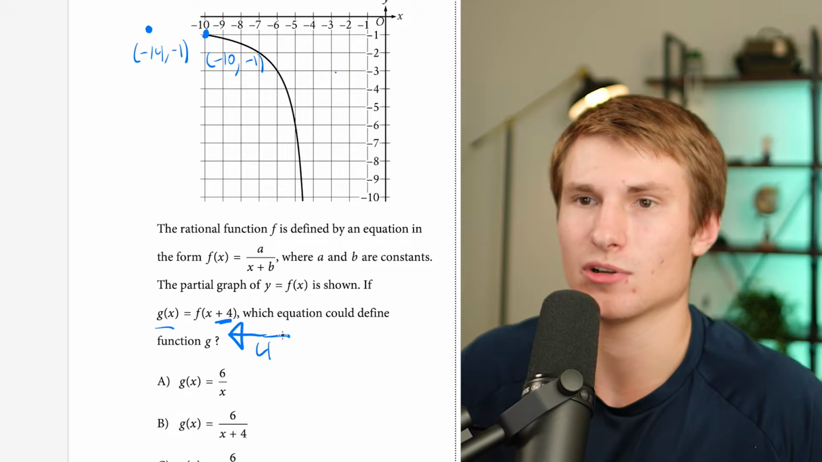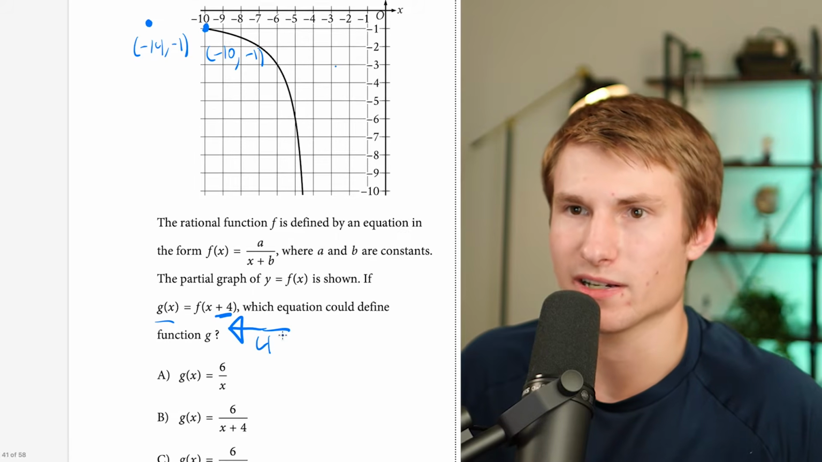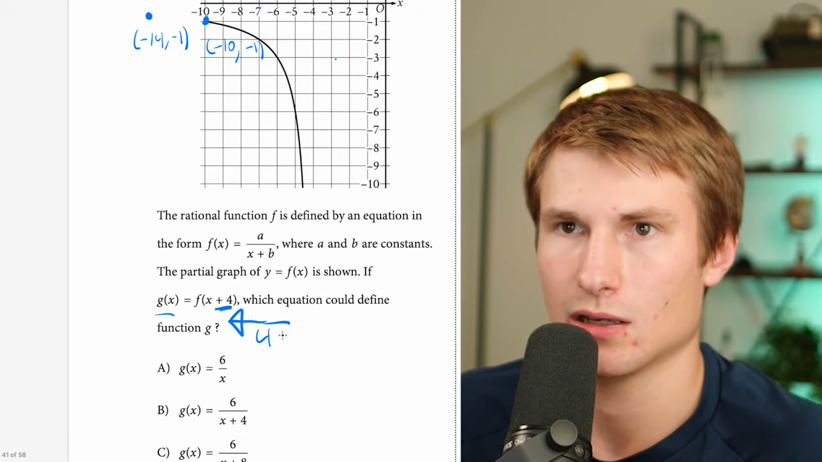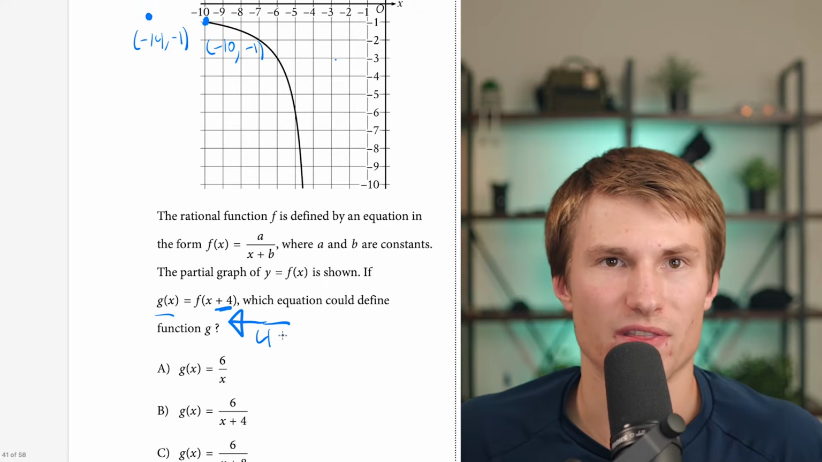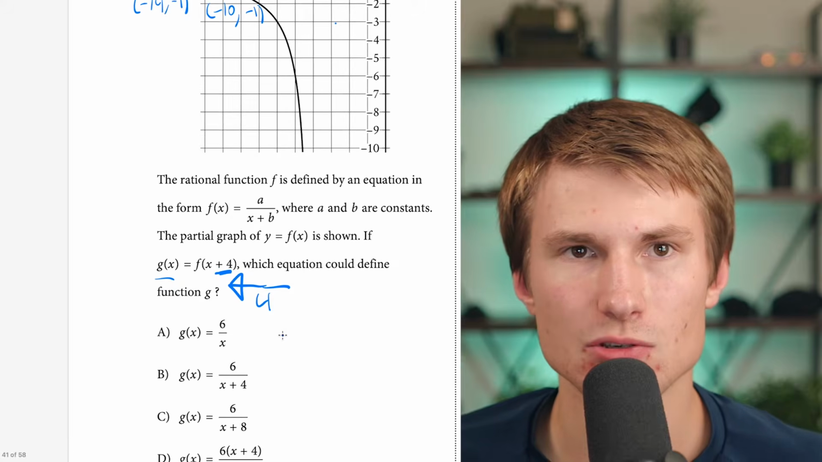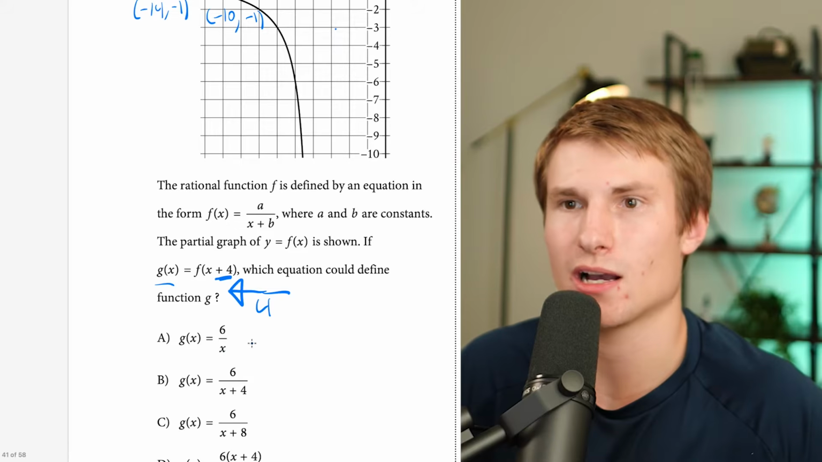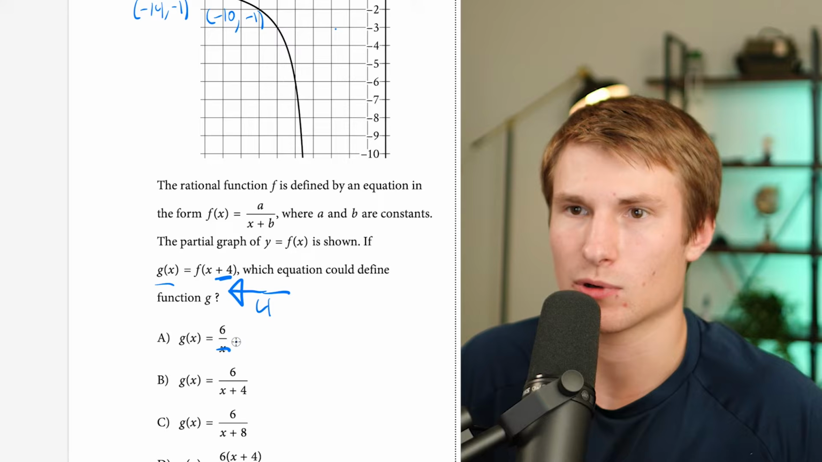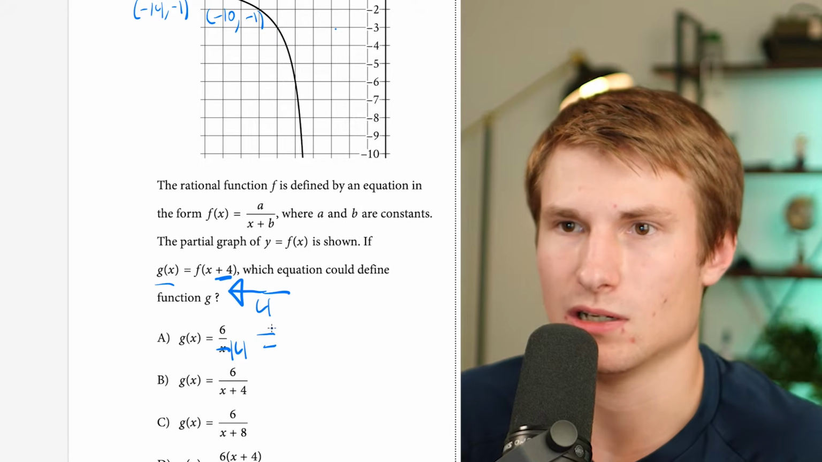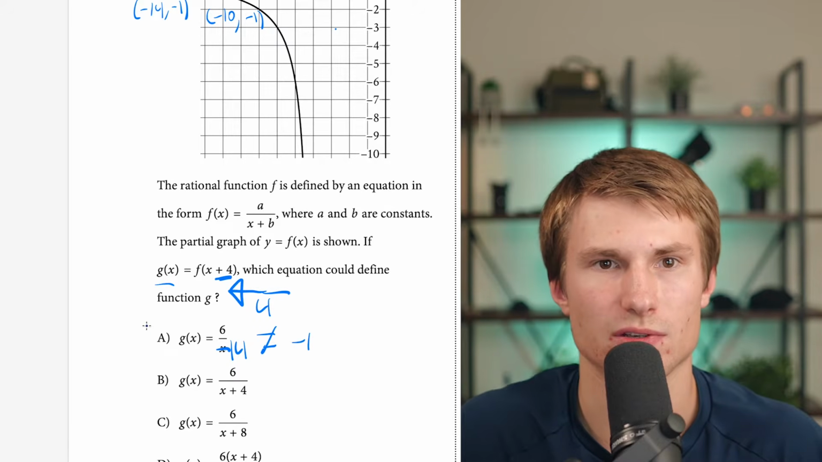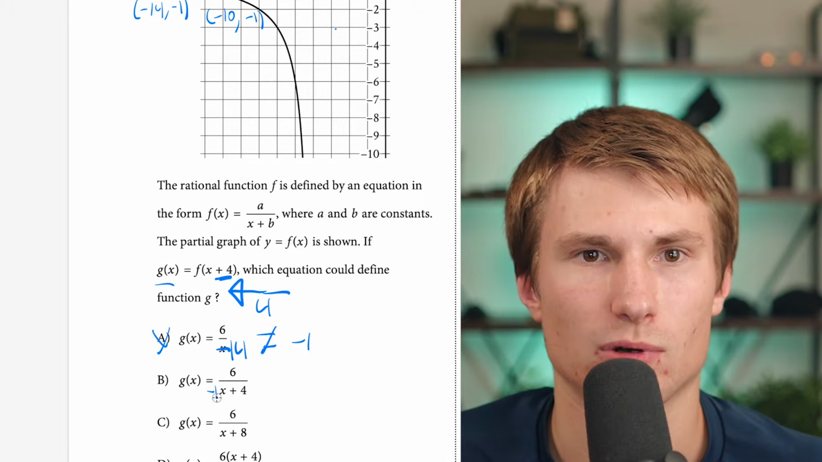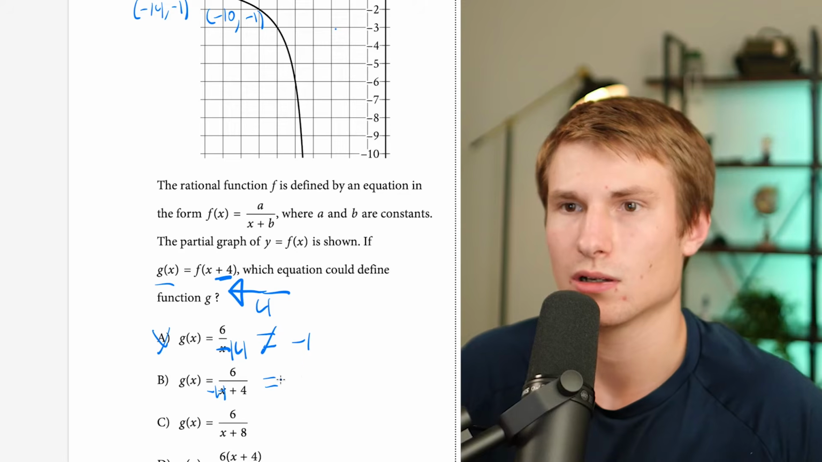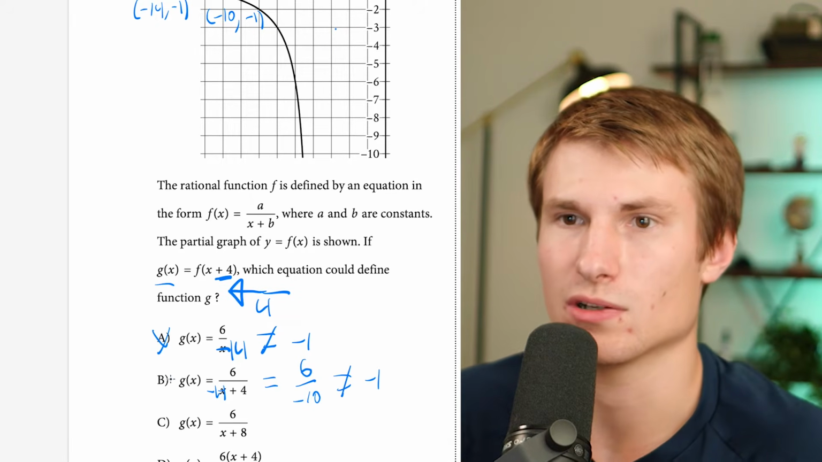From here, I'm really just going to check A through D and find where exactly -14, -1 works, because that's a point that I know has to exist. So let's check option A. x would be -14. Well, 6 over -14 is not equal to -1, so I know that's wrong. If I look at B, I would have a value of -14 plus 4. Well, that's 6 over -10. I know that doesn't equal -1, so that's wrong.